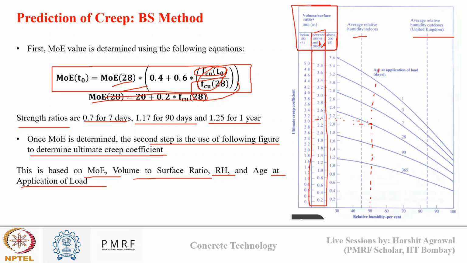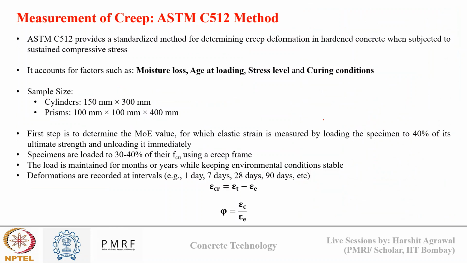And I will see where this line is intersecting this second column. So you can see it is intersecting somewhere between 0.2 to 0.4. So I can say my creep value, ultimate creep coefficient, will be somewhere around 2.3. So this is how I can determine the creep coefficient. So this was about prediction of creep.